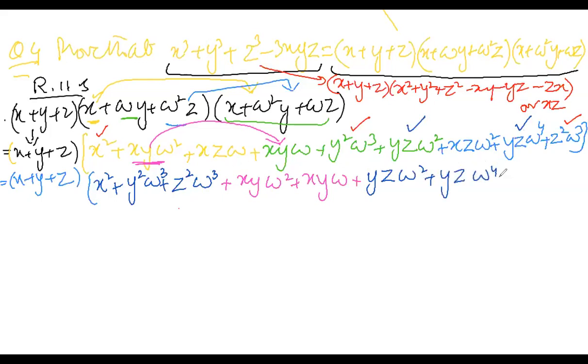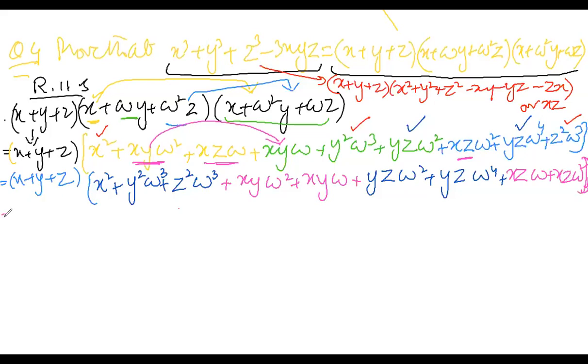And in the end, I will take the remaining values. The remaining values you are familiar with. What are the remaining values here? This one and this one I have. So I will take xz into omega and plus xz omega, and this one let me write it once again, xz omega then plus xz omega square.